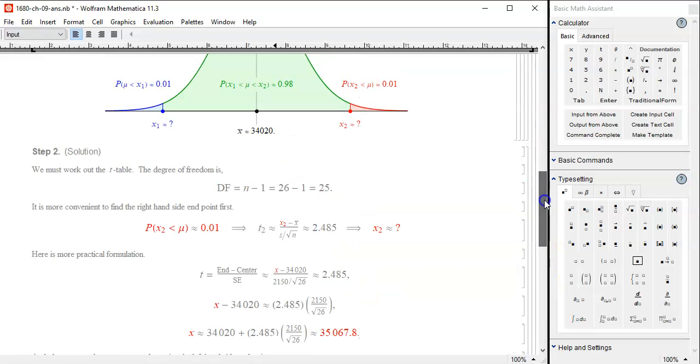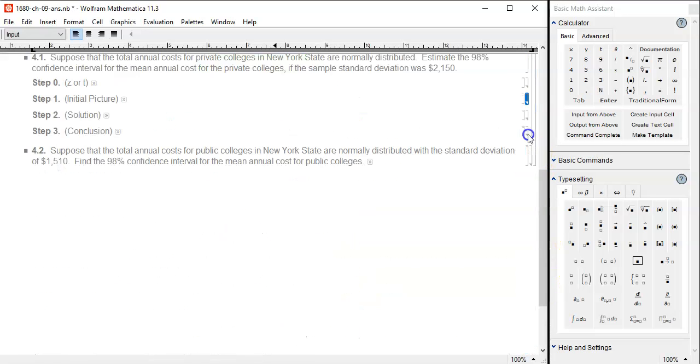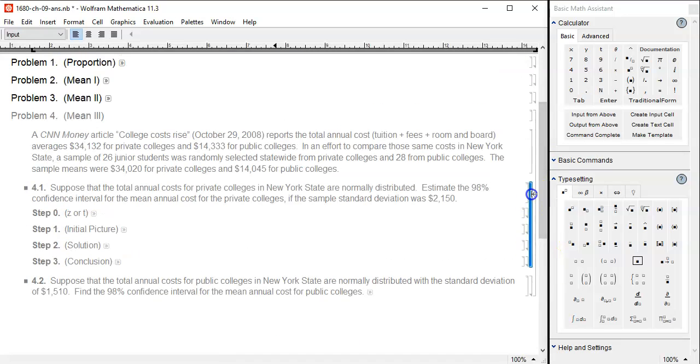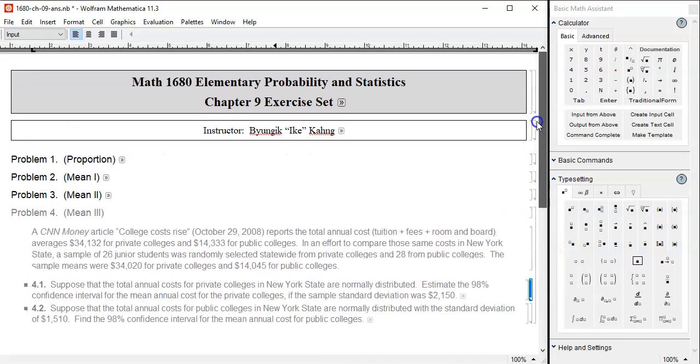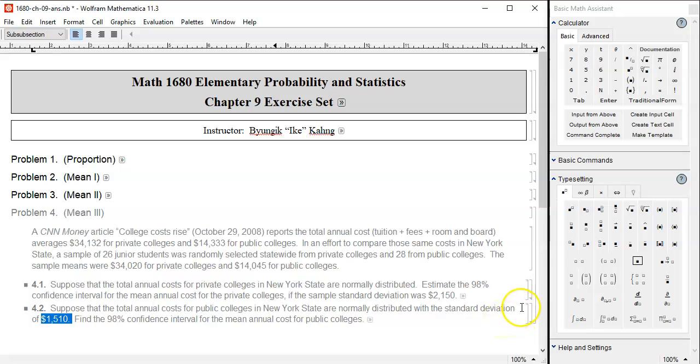Okay, that wasn't too bad. It was just a t-curve problem. Now, how about this one? Suppose that the total annual cost for public colleges in New York State are normally distributed with a standard deviation of 1,510, and find a 98% confidence interval for the mean annual cost for public colleges. A tricky problem. We have 1,510 as the standard deviation, but which is it?